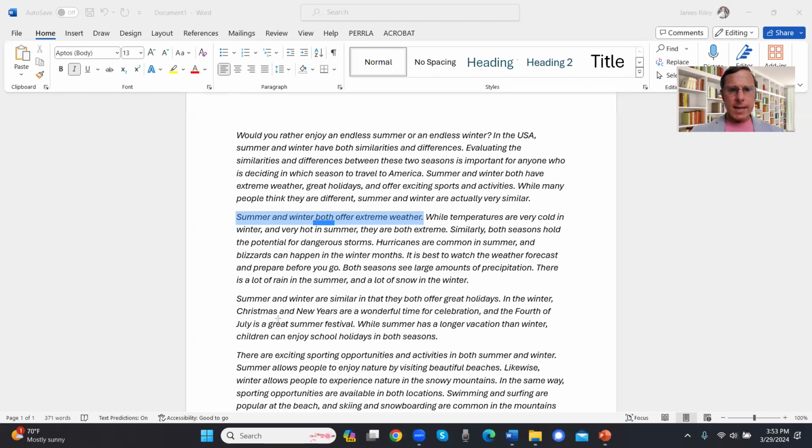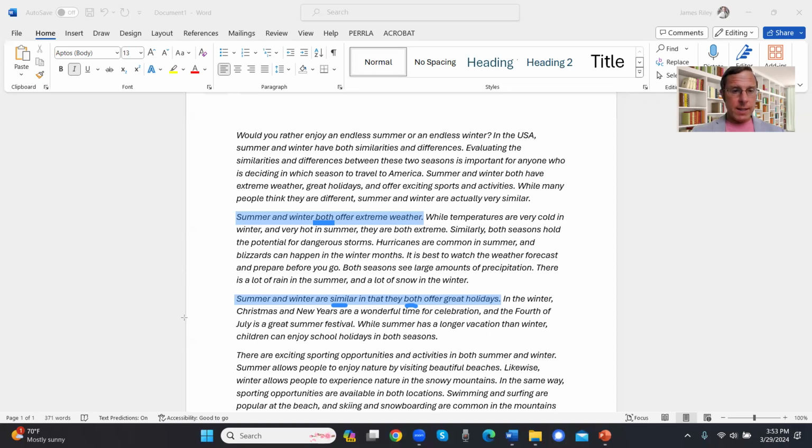And let's take a look at this second topic sentence. "Summer and winter are similar in that they both offer great holidays." Okay, he's talking about holidays. I can see that's the second big point in my thesis map, the second point of comparison. I see he's using great comparative language here, "similar" and "both." The author's talking about similarities between these two topics of comparison.